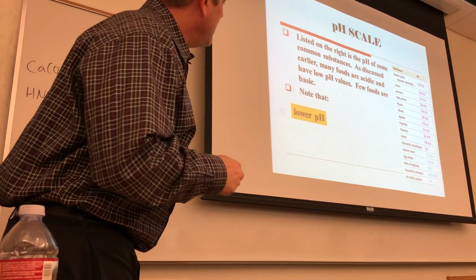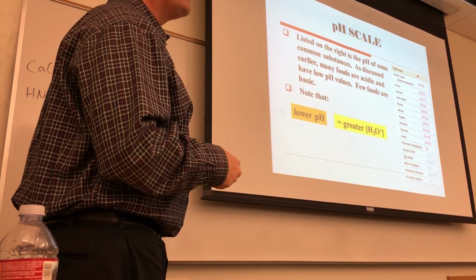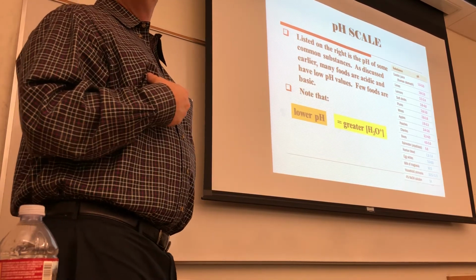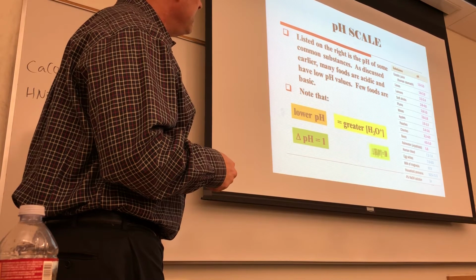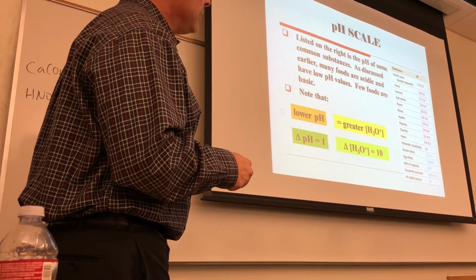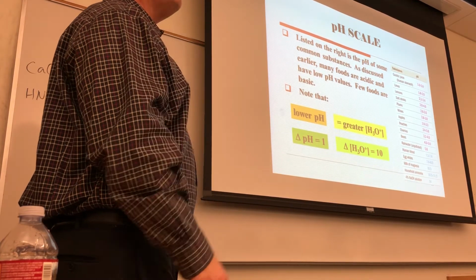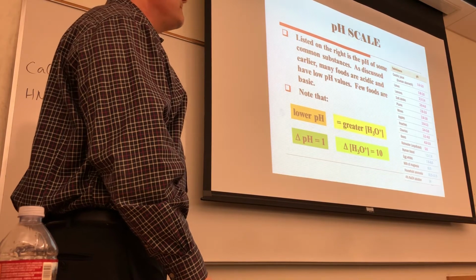So let's see. Lower pH is obviously more acidic, which means it has a greater concentration of hydronium ions in it. A change in pH of 1 is equal to the hydronium ion concentration changing by a factor of 10, because it's base 10. Okay.